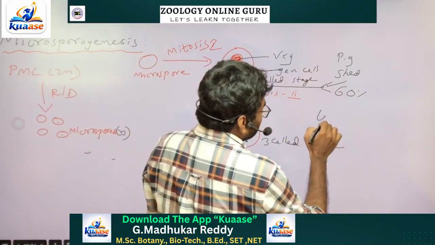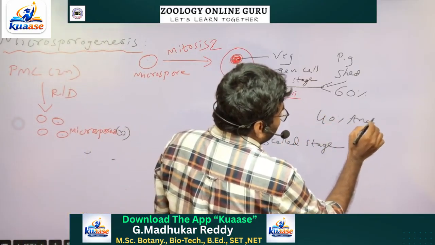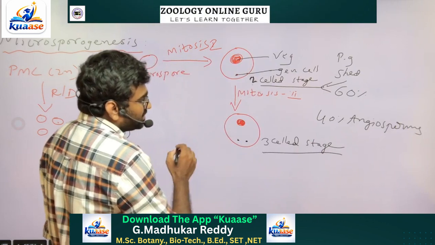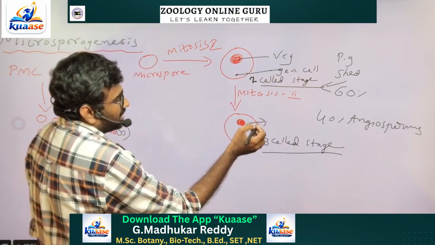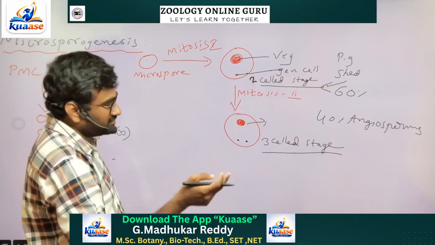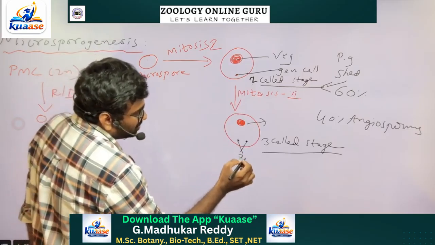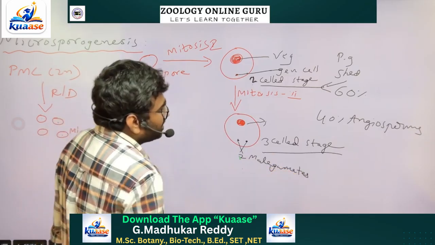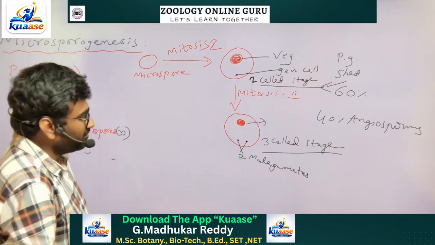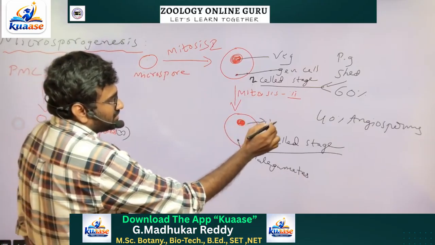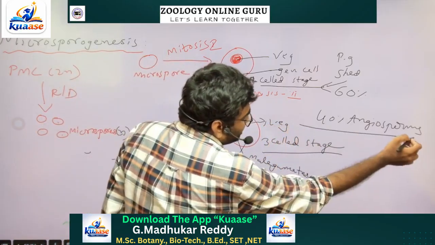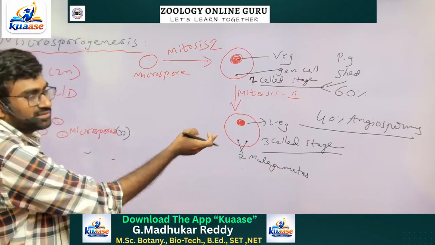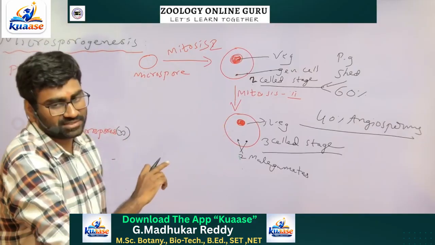And the remaining 40% of flowering plants, that is angiosperms, shed at the three-celled stage, that is one vegetative cell, and the generative cell undergoes mitosis division, producing the two male gametes. After the production of two male gametes, the generative cell degenerates itself, and this is known as the three-celled stage. So in 40% of flowering plants, pollen grains are shed at this stage. That means this pollen grain lands on the stigma, initiating the pollination and fertilization.